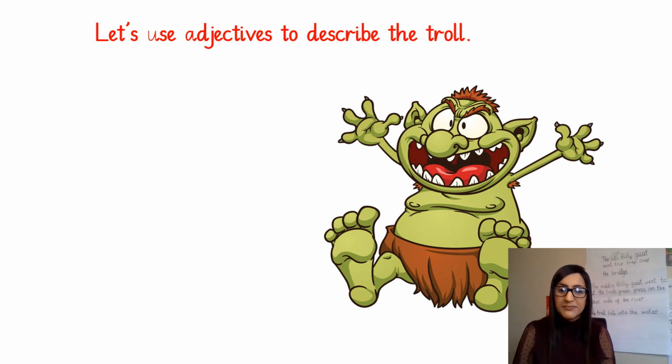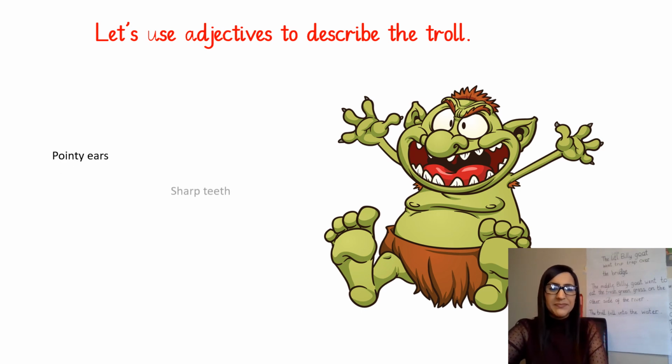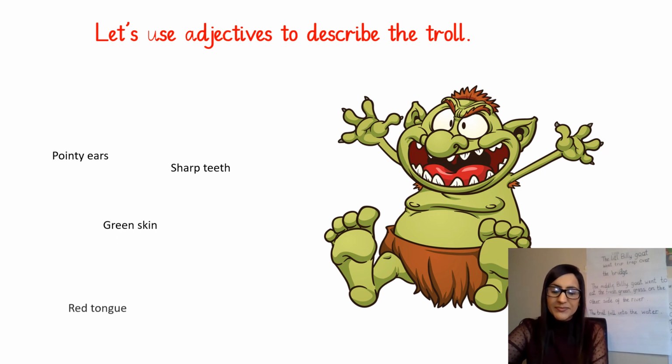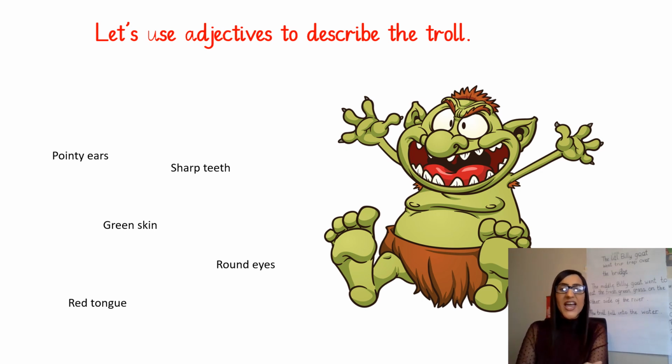Sharp, pointy, brown, green, big, fat. Those are all adjective words. Let's have a look at them. Pointy ears, sharp teeth, green skin, red tongue, round eyes. Pause the video and see if you can think of any other words, any other adjectives to describe the troll.